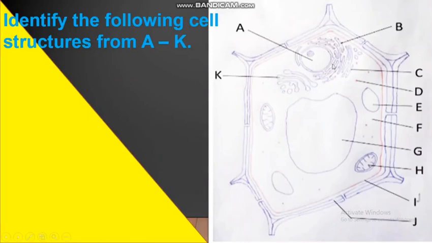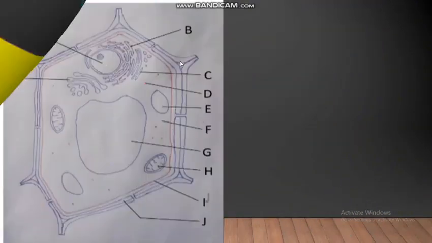So in this presentation we are just revising on cell organizations. I want us to identify the structures of this cell. We have the structures labeled A, B, C, D, E up to K. The question reads, identify the following cell structures from structure A up to structure K. So let's see how we can answer them.